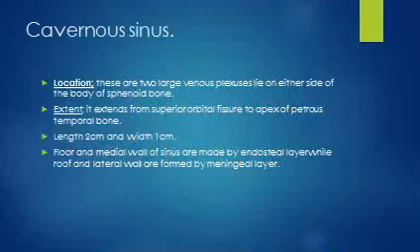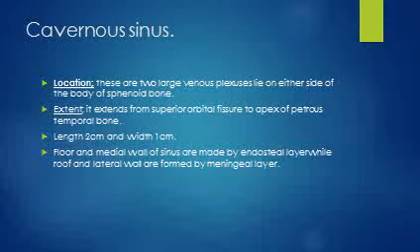The next and very important sinus is cavernous sinus. These are paired sinuses, two large venous plexuses lying on either side of the body of sphenoid bone. It extends from superior orbital fissure anteriorly to apex of petrous temporal bone posteriorly, 1 centimeter wide and 2 centimeter in length.